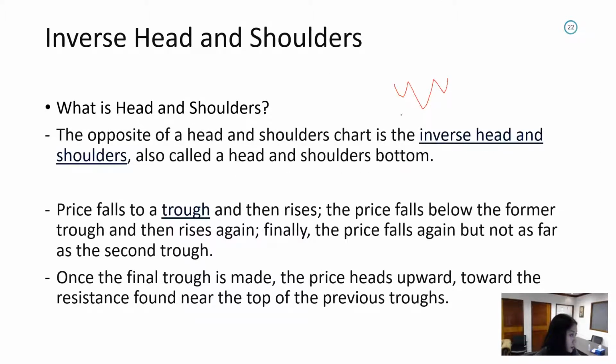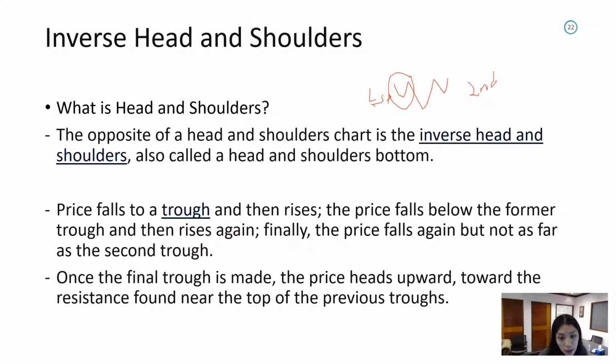So this is the first area that we are looking at. This is second. This is the first inverse head and shoulder, and this second, and this will be the inverse head. So it is the inverse of the head and shoulder top, used to predict reversals in a downtrend.